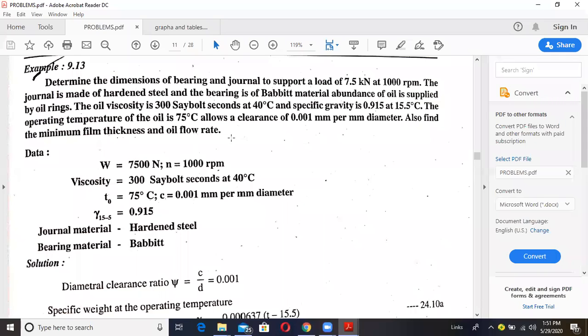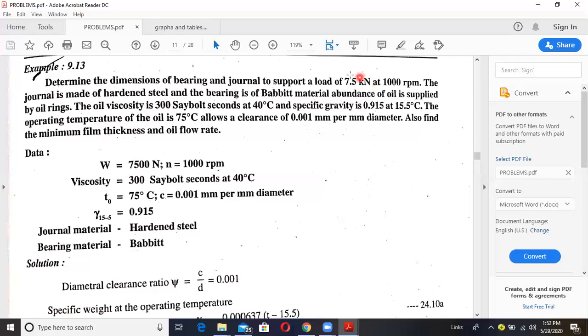So we will go to the next problem. See here, this is also the same kind of problem, that is, determine the dimensions of the bearing and the journal. So here also we are going to calculate the dimensions. In order to support a load of 7.5 kilonewton at a speed of 1000 rpm, what are the dimensions of the bearing and the journal? We are going to calculate.